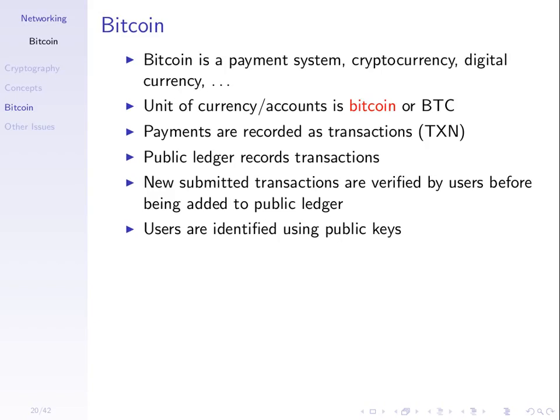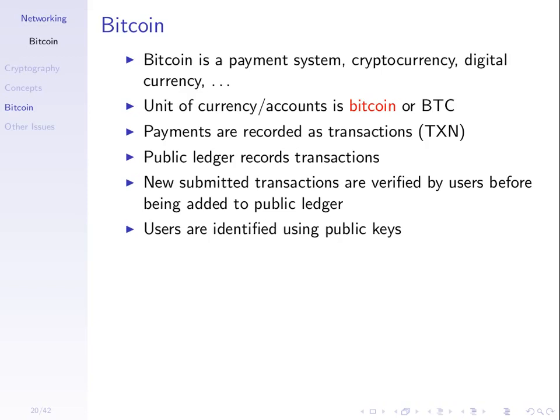Users are identified using public keys. So now the first use of cryptography. In my Bangkok bank, I have an account number. It's got my name on it. So my account really identifies me. If someone wants to transfer money to my Bangkok bank account, what do they need? Usually just my account number. So if you want to send me money, I'll just give you my account number and you can send me money. In Bitcoin, users are identified using public keys.